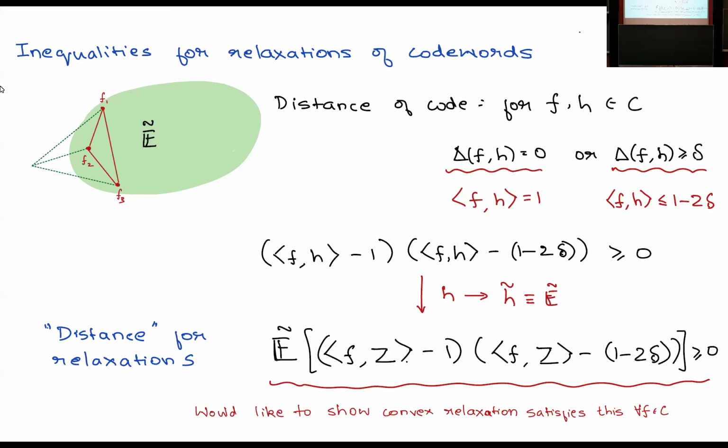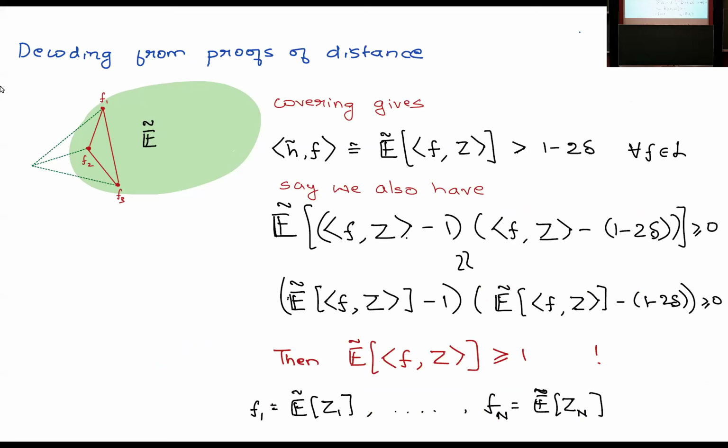And we are going to relax h to a convex object. So basically, we'll need this inequality for every code word f. And if you can prove this, or if you can show that your convex relaxation satisfies this inequality, basically the same proof of the Johnson bound goes through, and you can actually show that the same sort of covering lemma goes through. So you can extract, I mean, this is a very simple toy example.